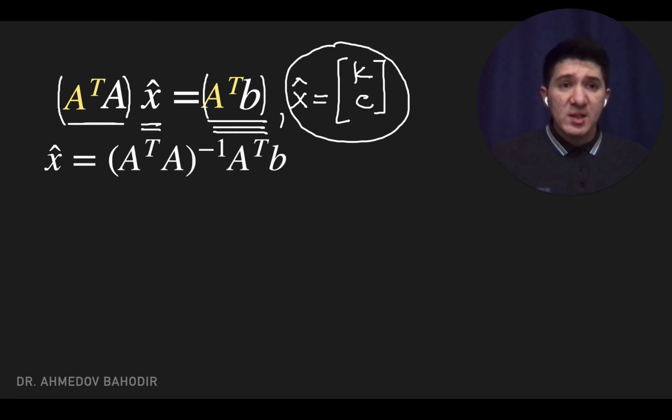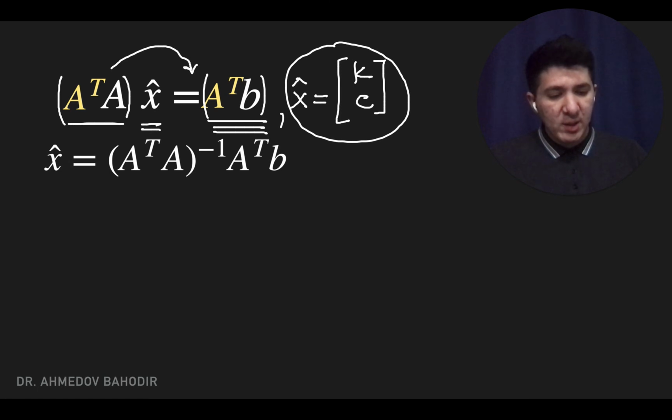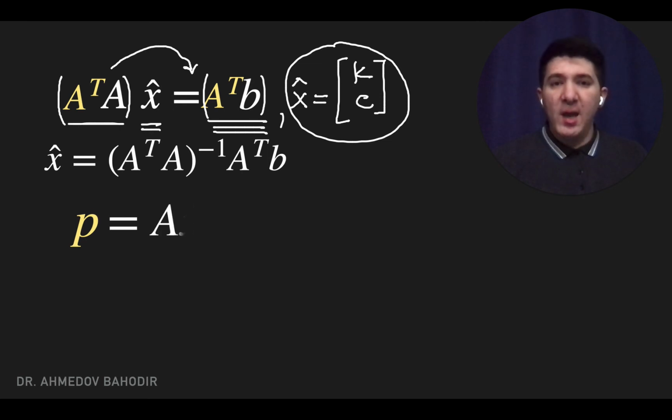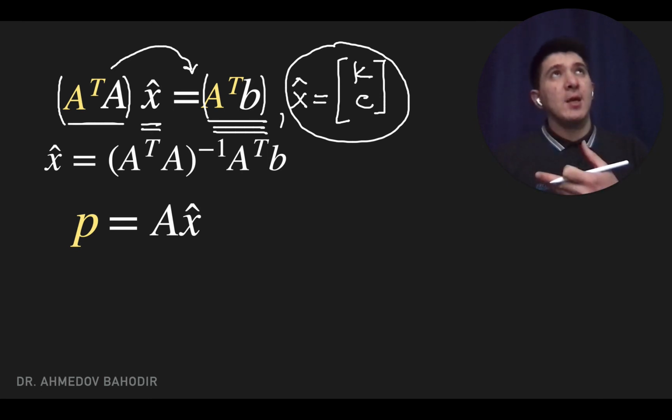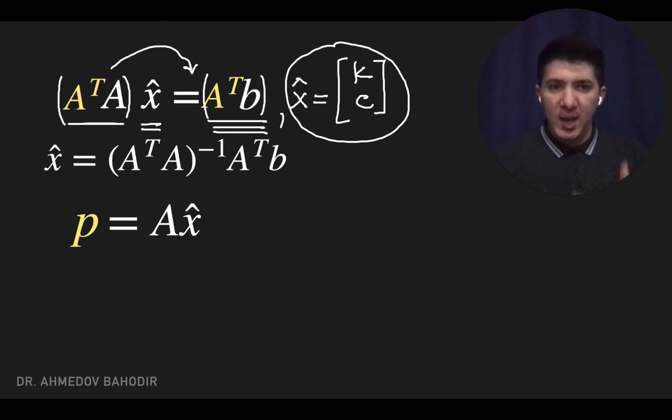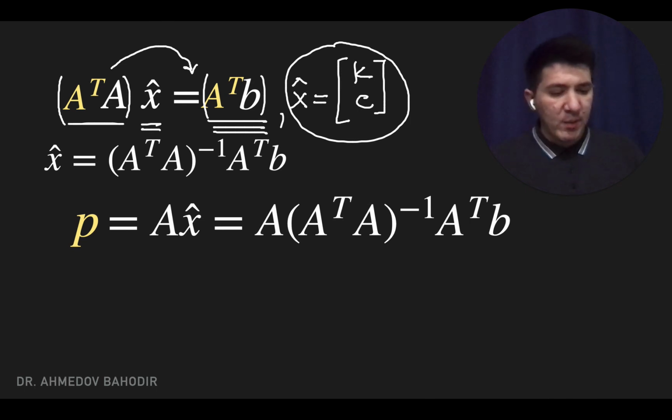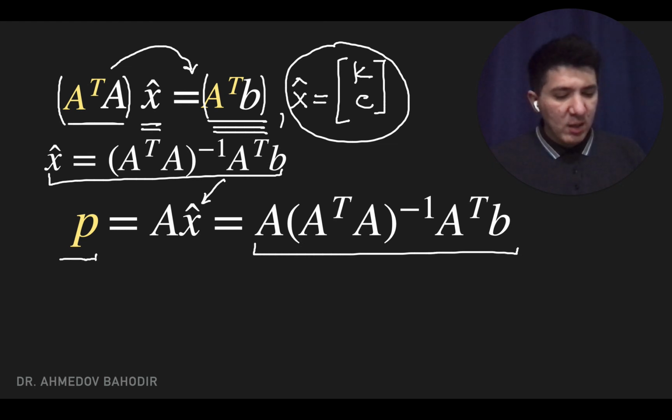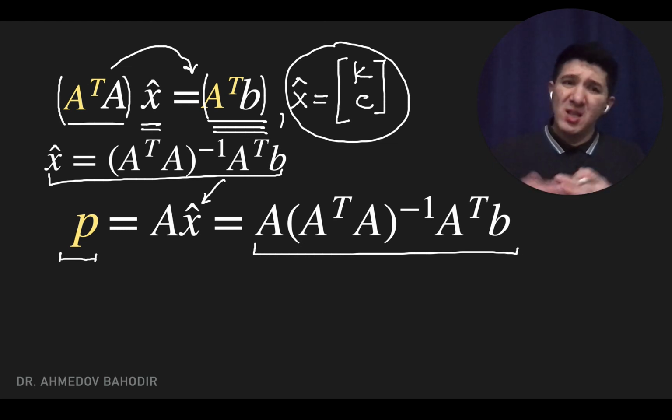In order to solve the system, you can just multiply both sides by the inverse of this matrix. And the projection vector is just the multiplication of A by this x hat. So it's a specific combination of the columns of A, where the coefficients of that linear combination are the components of the vector x hat. If you substitute the formula of x hat, which we just found, to here, you're going to get the formula of the projection vector. Okay, so this is the long formula.